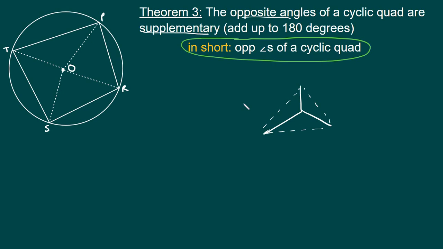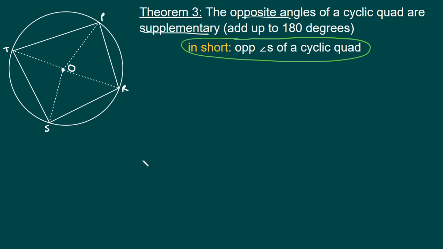So for a cyclic chord, because we're talking about a chord, remember chord means 4. So we're going to be working with 4 triangles.